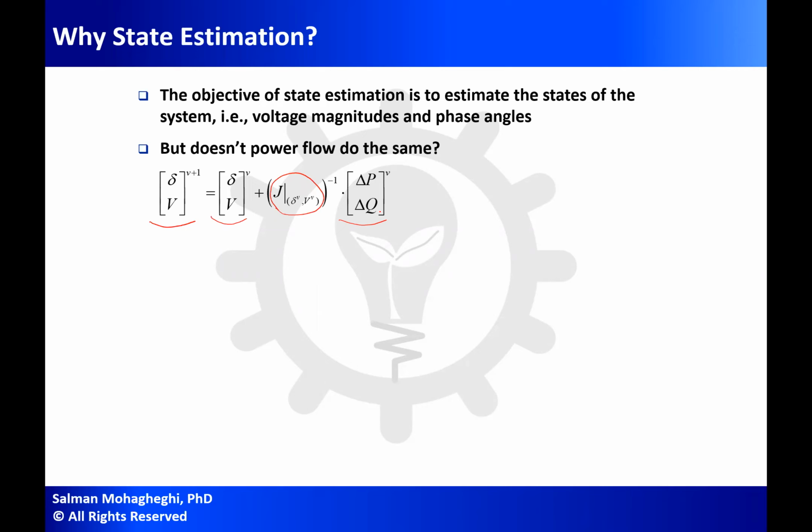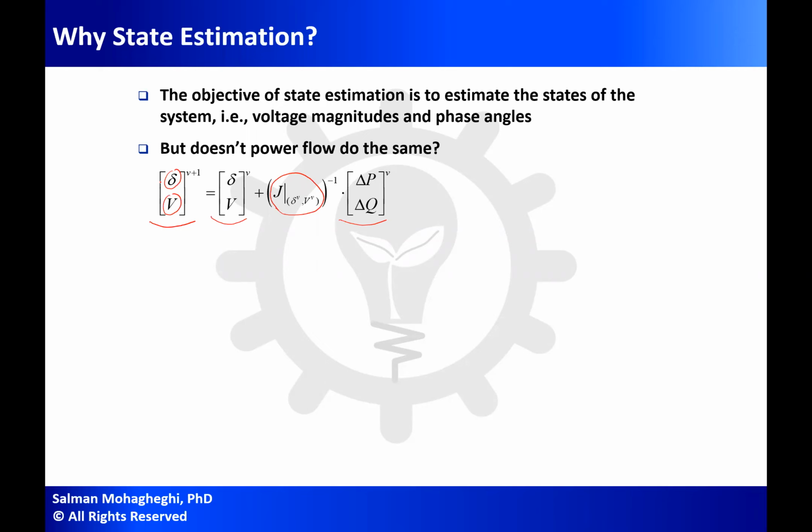If I have some errors in it, through this iterative equation, that error will be propagated through the entire set of states. That means every delta value and every V value that you will find will have some errors associated with it. So in a sense, power flow is not robust against measurement or communication errors. In order to address that issue, we use state estimation.